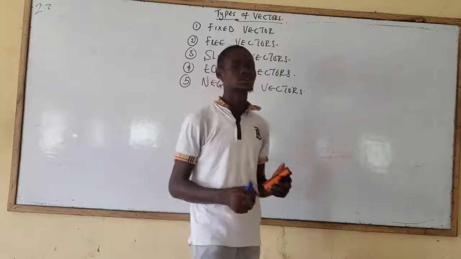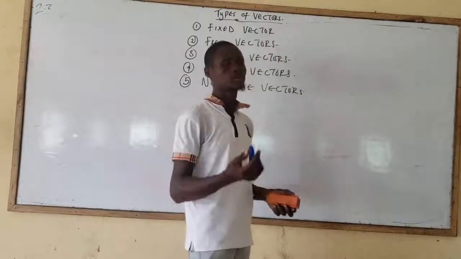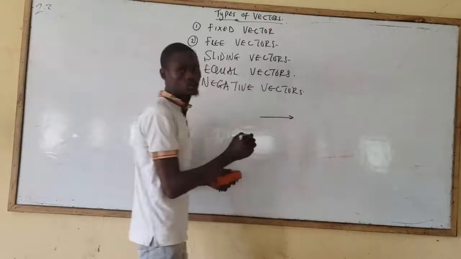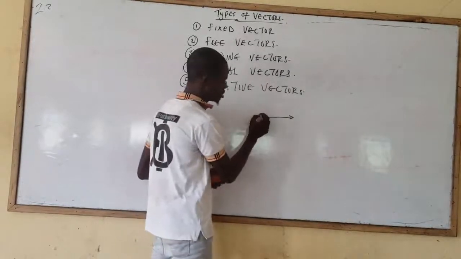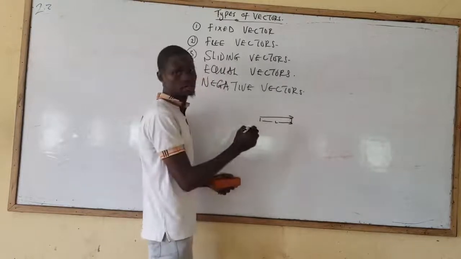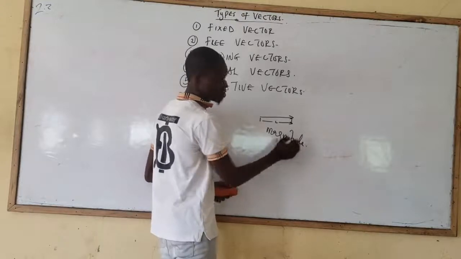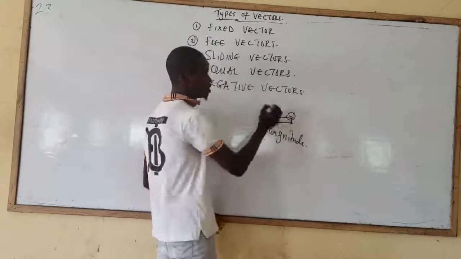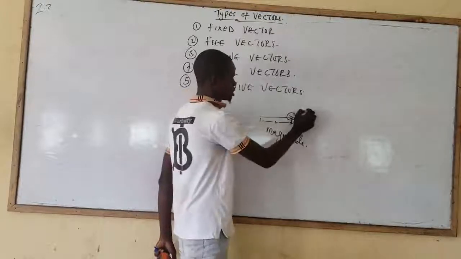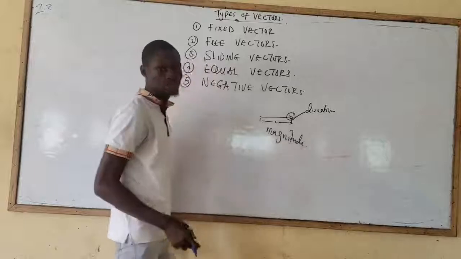Normally, we said vectors are quantities that require magnitude and direction. Vectors can be represented with a line, with an arrow, whereby the length of the line, let me say the distance of the line from here to here, represents the magnitude of the vector, while the arrowhead signifies the direction of the vector. The arrowhead indicates the direction of the vector, while the length of the line indicates the magnitude.